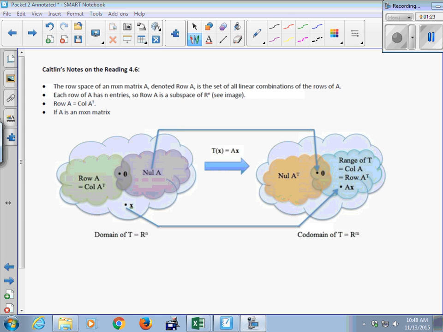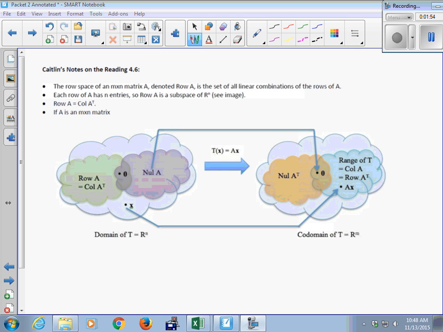The row space of a matrix, which we denote row A, is the set of all linear combinations of the rows of A. So think of the rows as vectors where we just write them horizontally instead of vertically. Each row of A has n entries, because there are n columns. So the row space is a subspace of Rn. The row space lives over here in Rn.